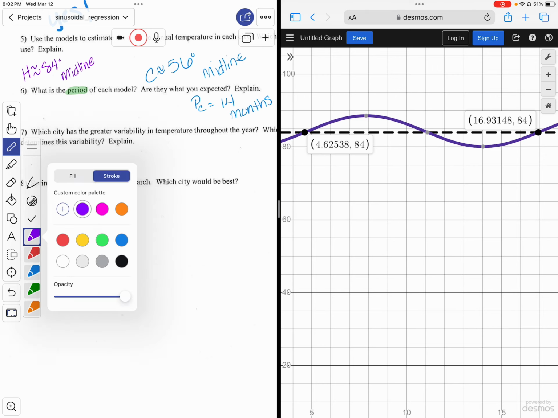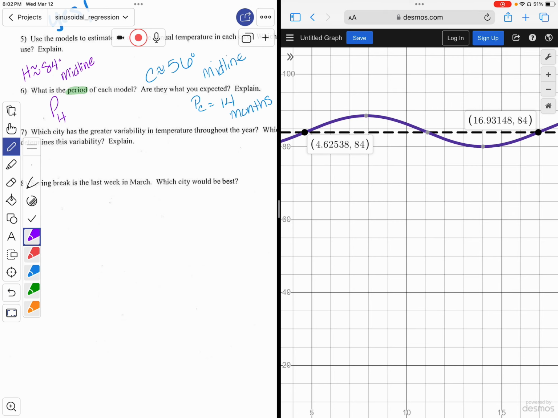So if I look at my period for Honolulu, it's about 4.5, and it ends at 17. So that puts it at almost 12.5 months. Depending on how you round, it's just a rounded number. It's close. Which means that if we were in Honolulu, about every 12 and a half months, your weather pattern becomes more predictable because it's a new cycle of the same thing over and over and over.